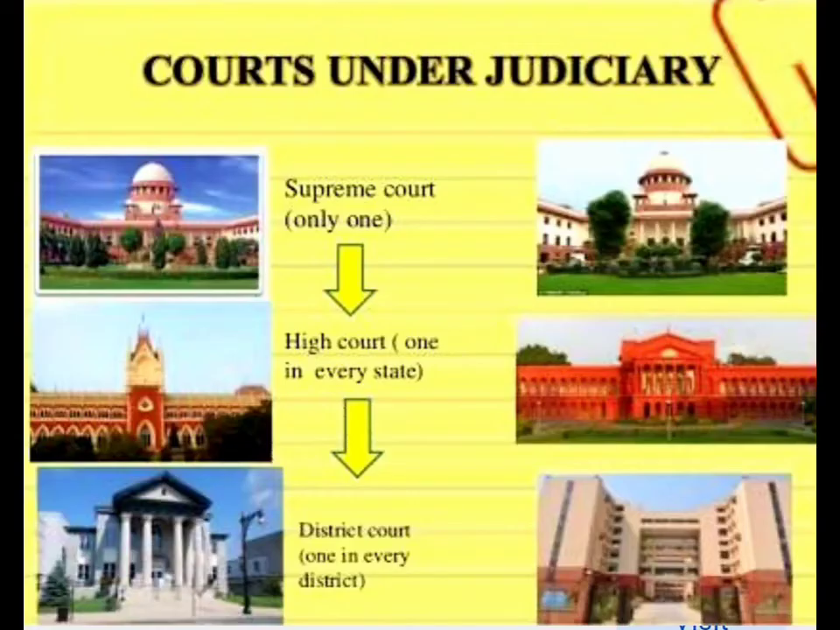Okay. So the next is courts under judiciary. Now judiciary के अंदर कैसे courts आते हैं? The first one, the Supreme Court, only one. Okay, that is the apex court. Just like RBI is the apex bank, the main bank. Second level is of High Court, one in every state. Third is District Court, one in every district. हर होती है एक एक जिले में. ठीक है.